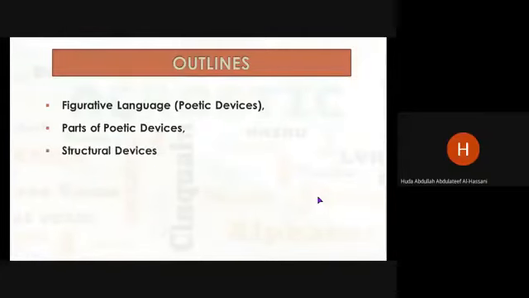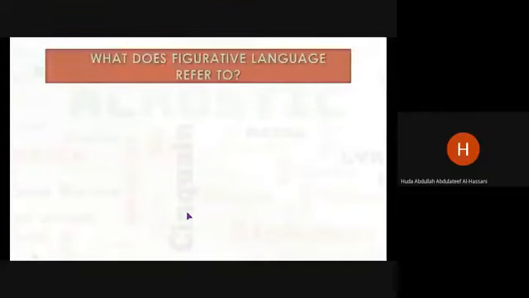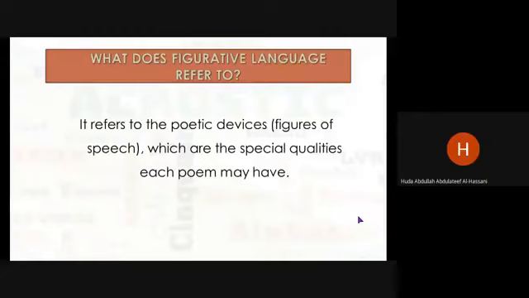So, starting with figurative language or poetic devices. What does figurative language refer to? Actually, it refers to the poetic devices, that is to say, figures of speech, which are the special qualities each poem may have.